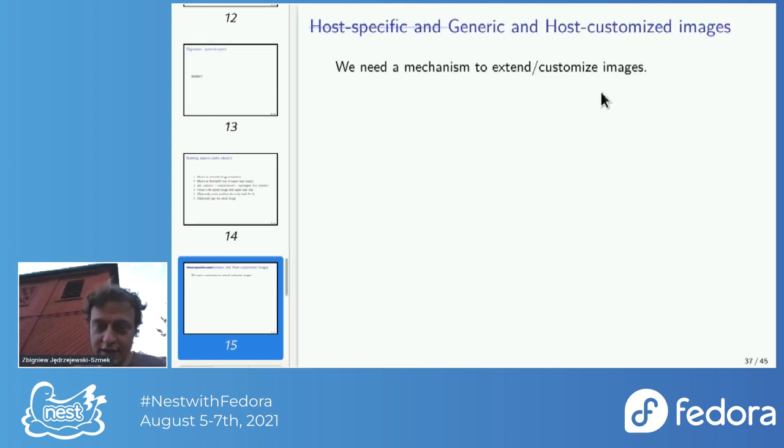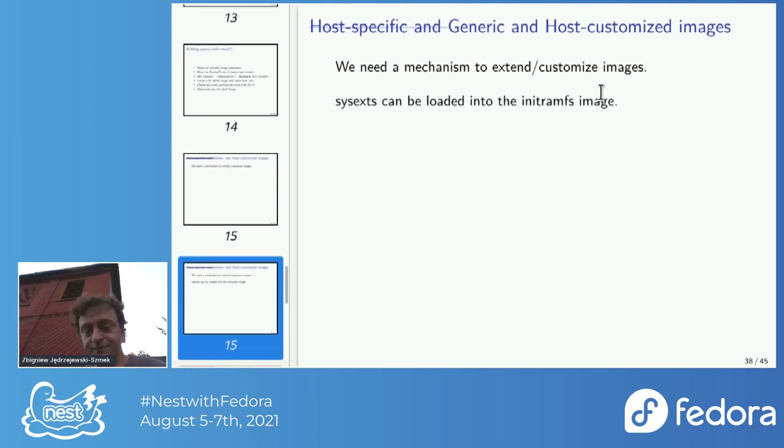So returning to the problem at hand, I want to be able to customize images, and I want to do this centrally. So the systemd that is running in the Initrd can load extensions on its own.